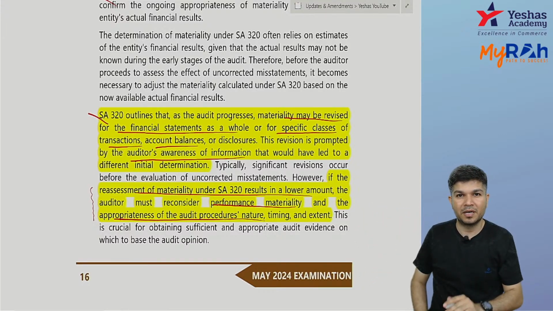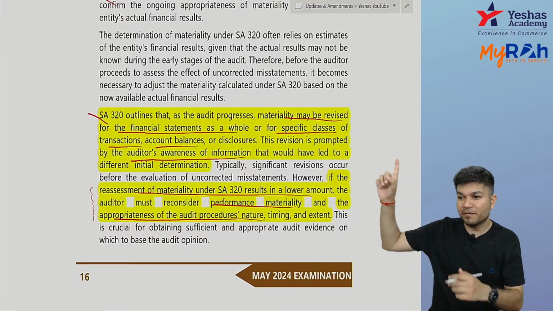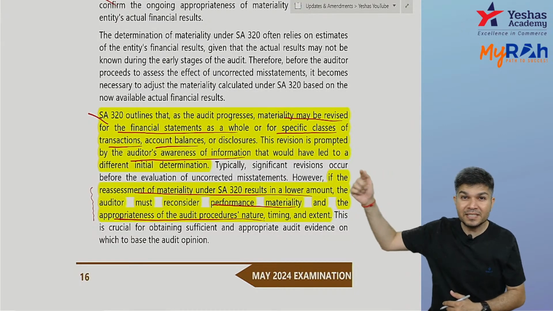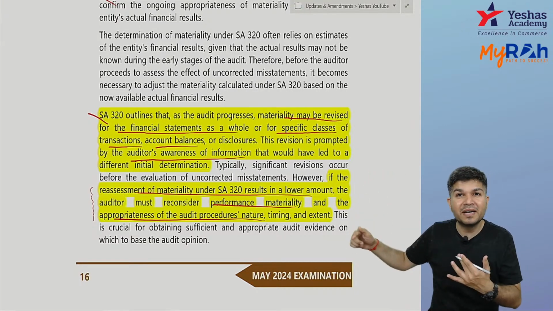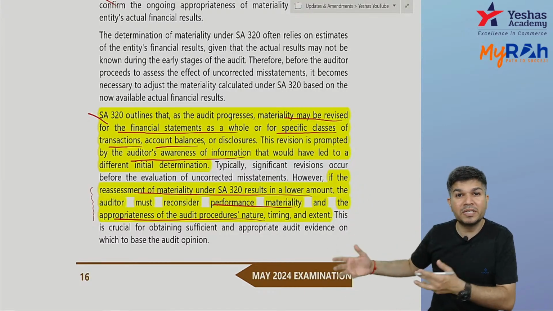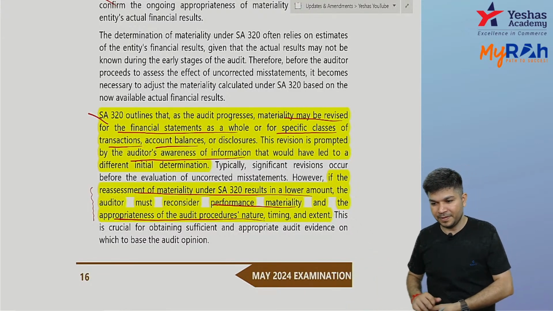I repeat again, earlier your materiality level was 1, performance materiality was 0.9. But now materiality itself became 0.8, so performance materiality cannot be 0.9. You have to make it below 0.8. So either you keep it 0.8 or you make it 0.75 or 0.7, that way. I hope this is clear.